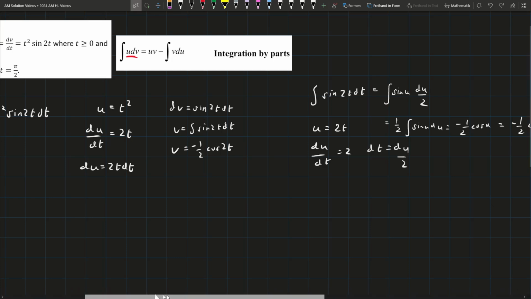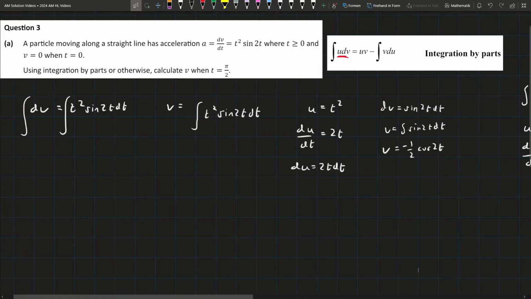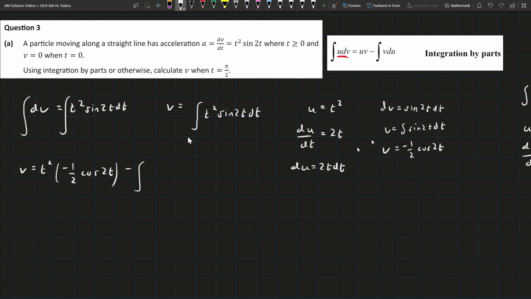So now that we have all of it, we can sub into our formula. So this integral, the integral of u dv, u being this and dv being this, that's this. So our answer v will be equal to u times v, so it's going to be t squared, and then v is equal to minus a half cos 2t. So times minus a half cos 2t. We get minus the integral of v. V is minus a half cos 2t. So minus a half cos 2t times du.